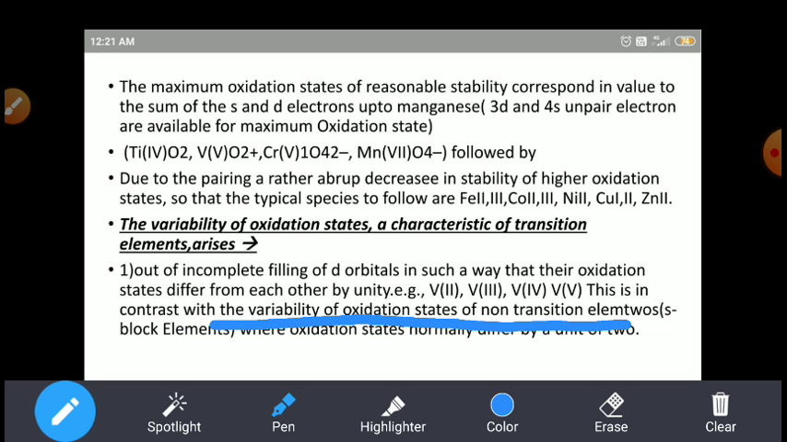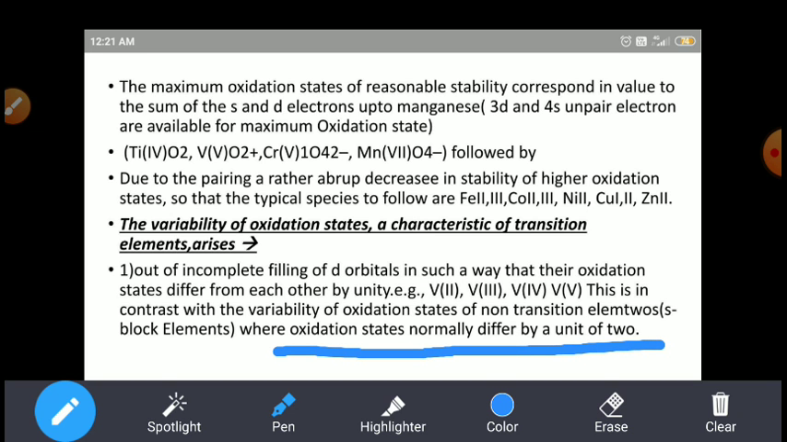Variability of oxidation state, non-transition elements. Non-transition elements means the s block elements, because the transition elements exhibit metallic character and the s block elements also exhibit metallic character. Here they are comparing the oxidation state of s block elements with the d block elements. The d block exhibits a variety of oxidation states because of the availability of unpaired electrons in the d orbitals, but such a thing we cannot find in the s block.